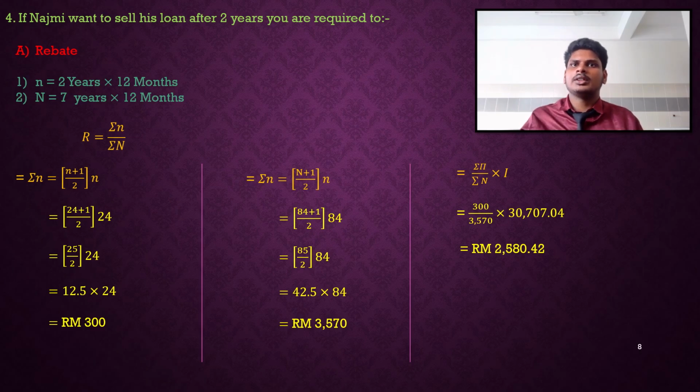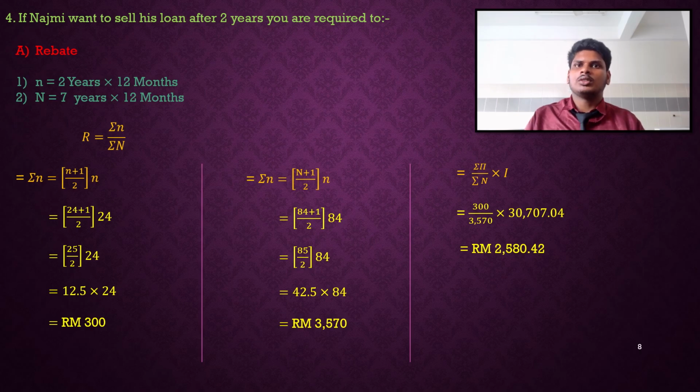First, we determine the number of months for the rebate period, small n, and the total loan period, big N. The rebate period is 2 times 12, equal to 24 months. The total loan period is 7 times 12, equal to 84 months. Then we calculate the sum of the rebate months and the sum of the total loan period using the formulas.